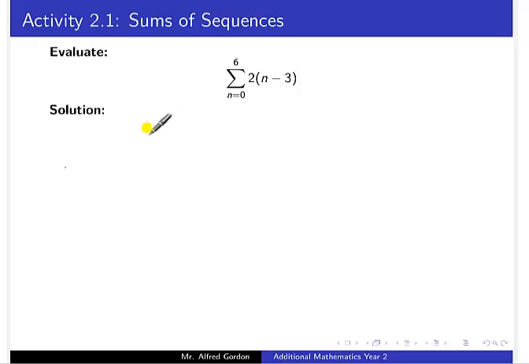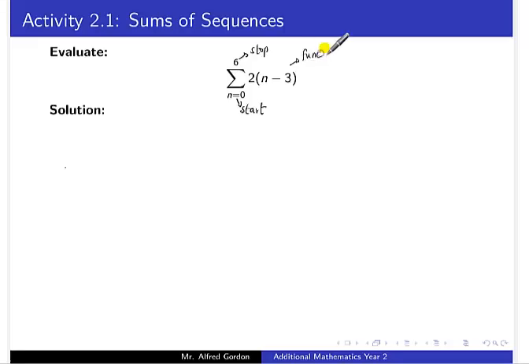In today's video, we shall be looking at sums of sequences. We shall evaluate the summation, n equal to 0 to 6, of the expression 2(n - 3). Let's begin with this. Now for our summation notation, n is equal to 0 is our start and 6 is our stop. Also, 2(n - 3) is our function.